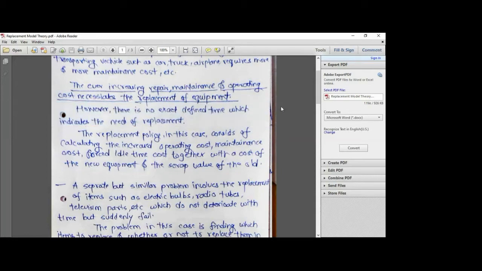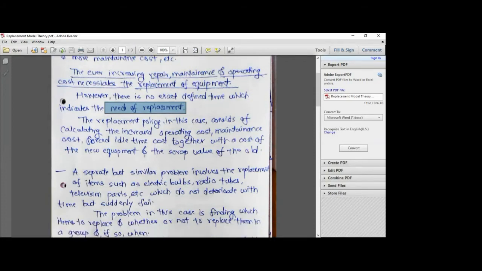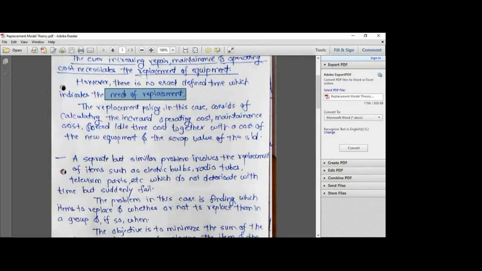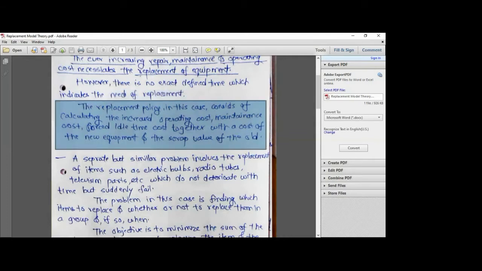But in the case of these heavy machines, there is no exact defined time after which we need to replace that particular machine, right? That is very obvious, we do not have that exact time. So what do we require now? We'll have to decide some replacement policy. The replacement policy in this case consists of calculating the increased operating cost, maintenance cost, and forced idle time cost, together with the cost of the new equipment and the scrap value of the old.